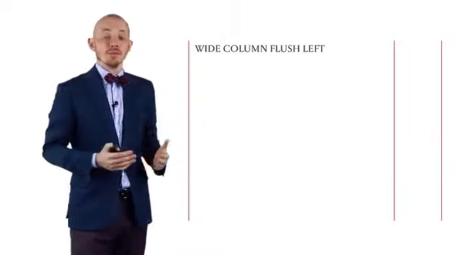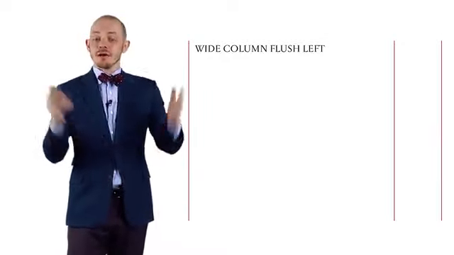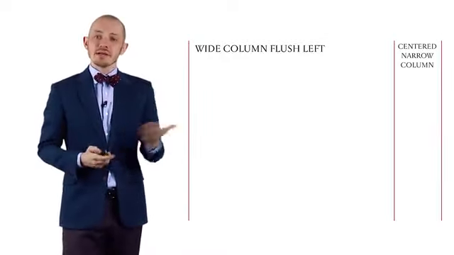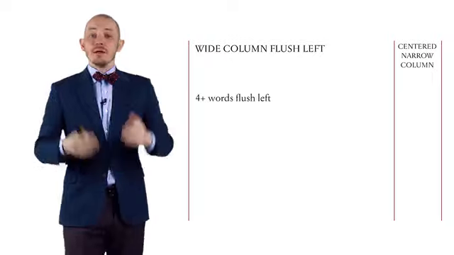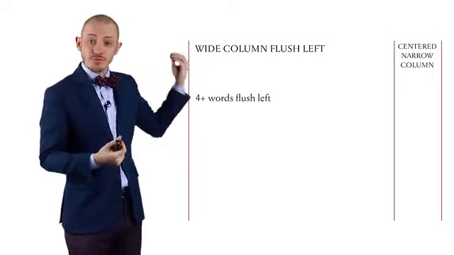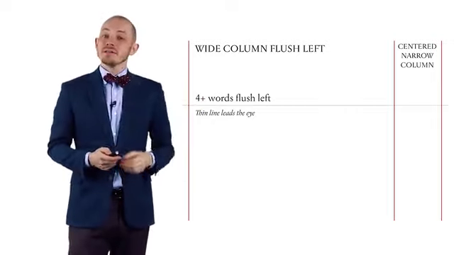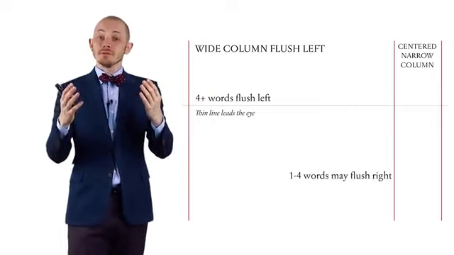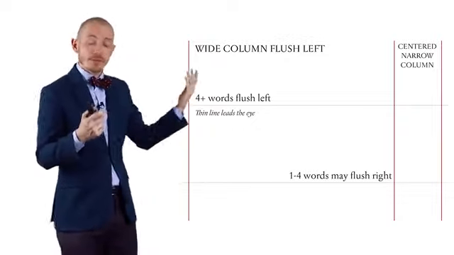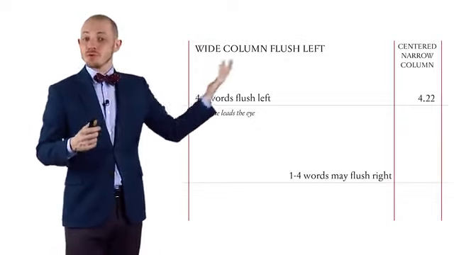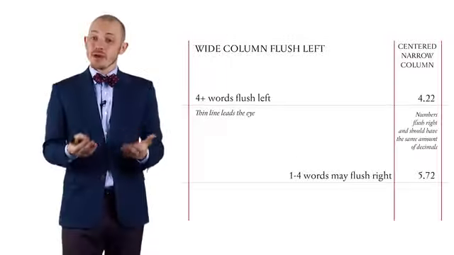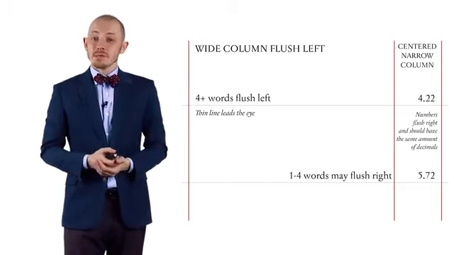So, some rules. If you have a really wide column, it flushes left. If you have a narrow column, you can center the text in this column. If you have more than 4 words, they should flush left. And use those thin gray lines to guide the eye. If you have 4 words or less, they might flush right, because it produces the eye movements. And as a rule, numbers should align to the right, and they should have the same number of decimals.